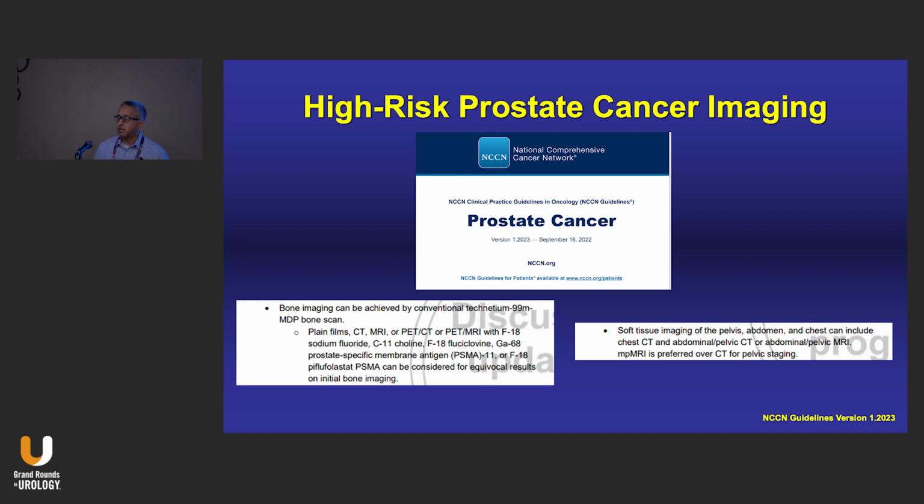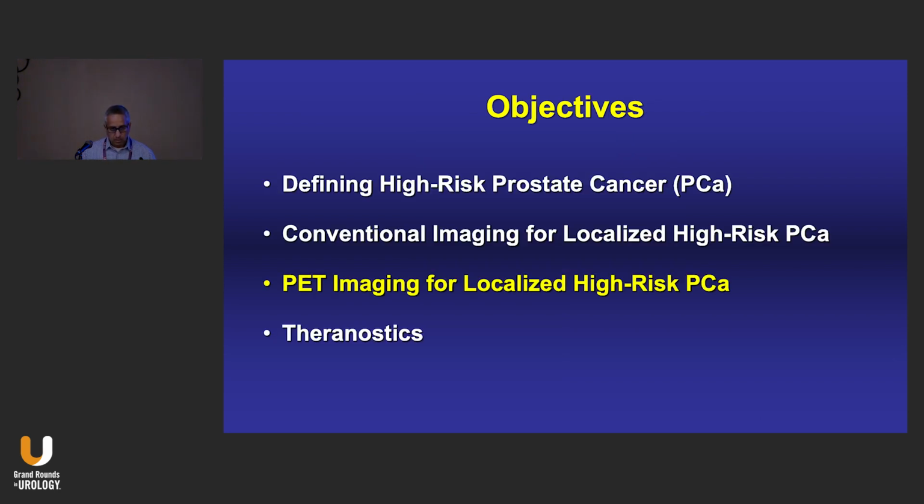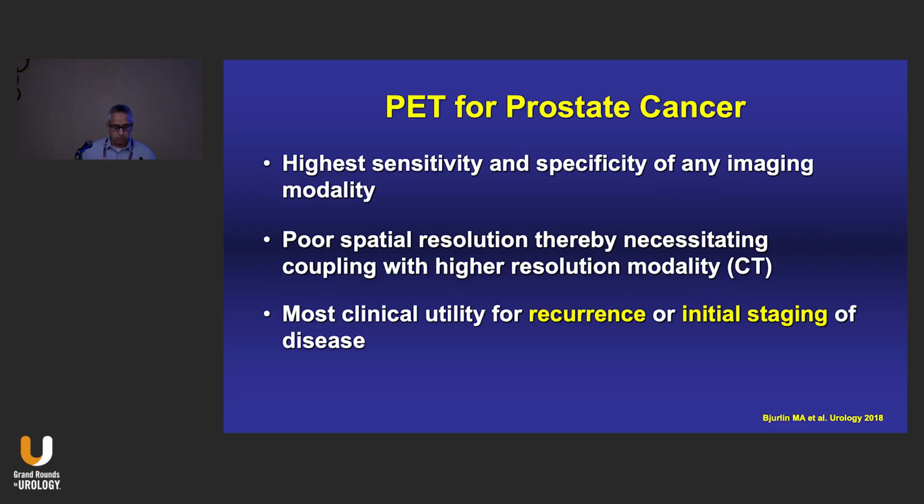The one thing they do mention, if you look on the far right hand, is multiparametric MRI is actually preferred to CT, probably for some of the reasons that I shared with you, for local tissue anatomy and staging the pelvis comparatively. But where we really start seeing some changes now with the new guidelines from the NCCN is this concept of PET imaging for prostate cancer.